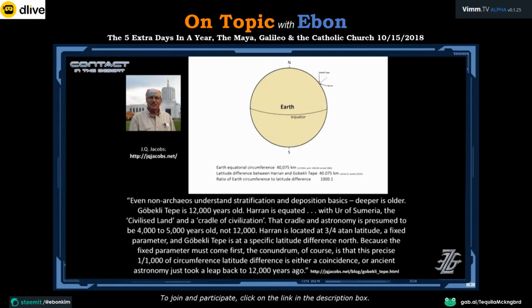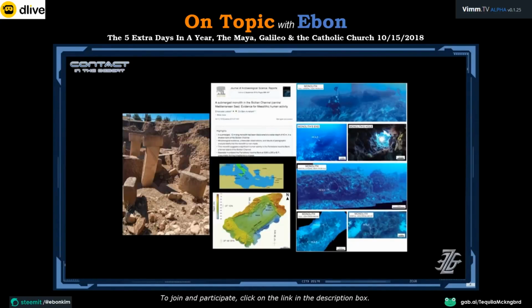Because the fixed parameter must come first, the conundrum, of course, is that this precise 1/1000th of circumference latitude difference is either a coincidence or ancient astronomy just took a leap back to 12,000 years. And I think that's the case. I think we're looking at the fingerprints of a huge ancient astronomical endeavor.